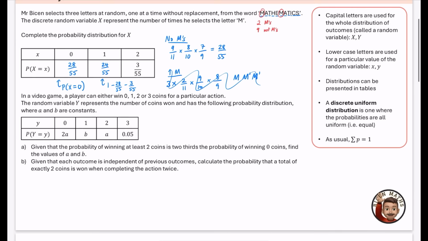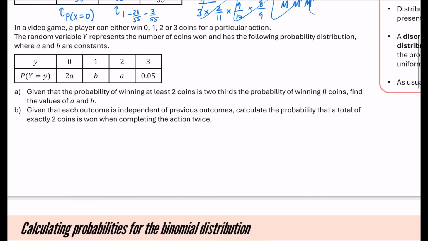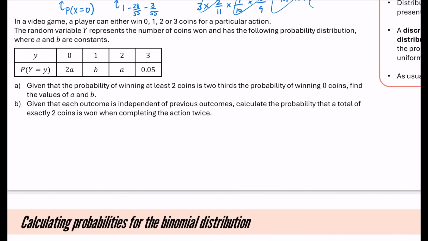Next question. In a video game, a player can either win 0, 1, 2, or 3 coins for a particular action. The random variable Y represents the number of coins won and has the following probability distribution where a and b are constants. And the first thing it says is, given that the probability of winning at least 2 coins is 2/3 the probability of winning 0 coins, find the values of a and b.